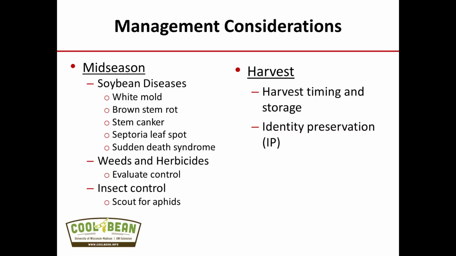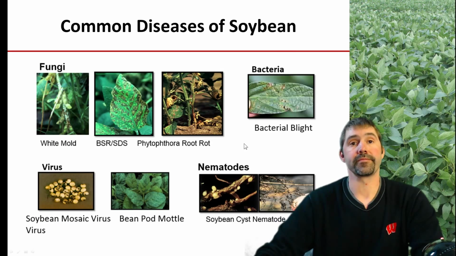One of the management considerations we need to be looking forward to in the reproductive growth stages includes anything from our soybean diseases, from white mold to sudden death, some of the late season weeds, insect control such as soybean aphid, as well as some of the harvest timing and storage questions, and finally identity preserved or IP questions. So again, these are some of the topics we'll be discussing throughout this final session.